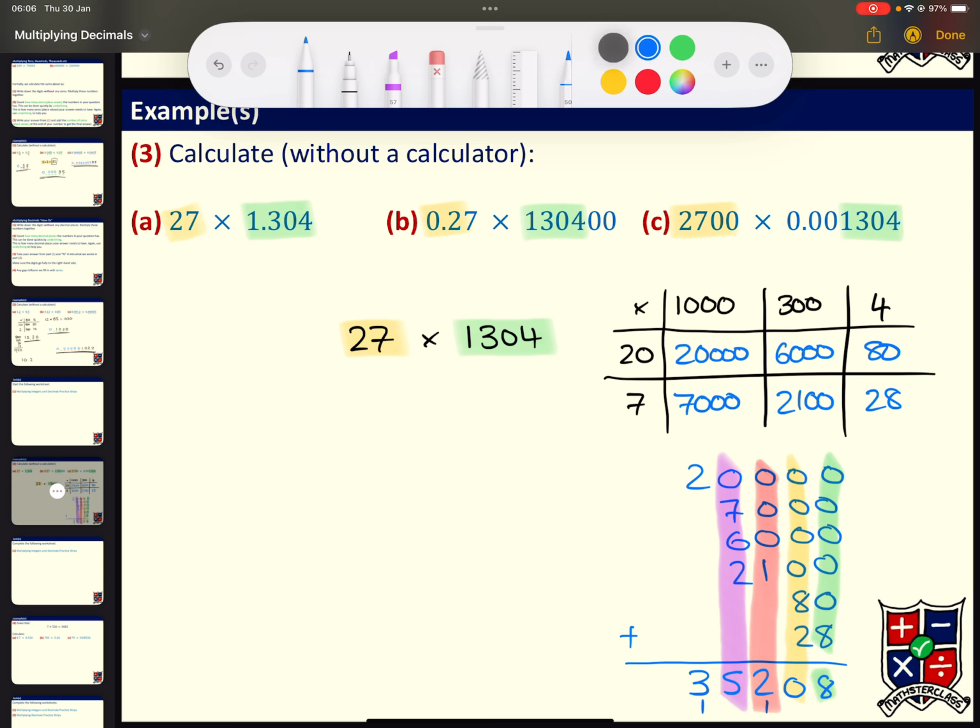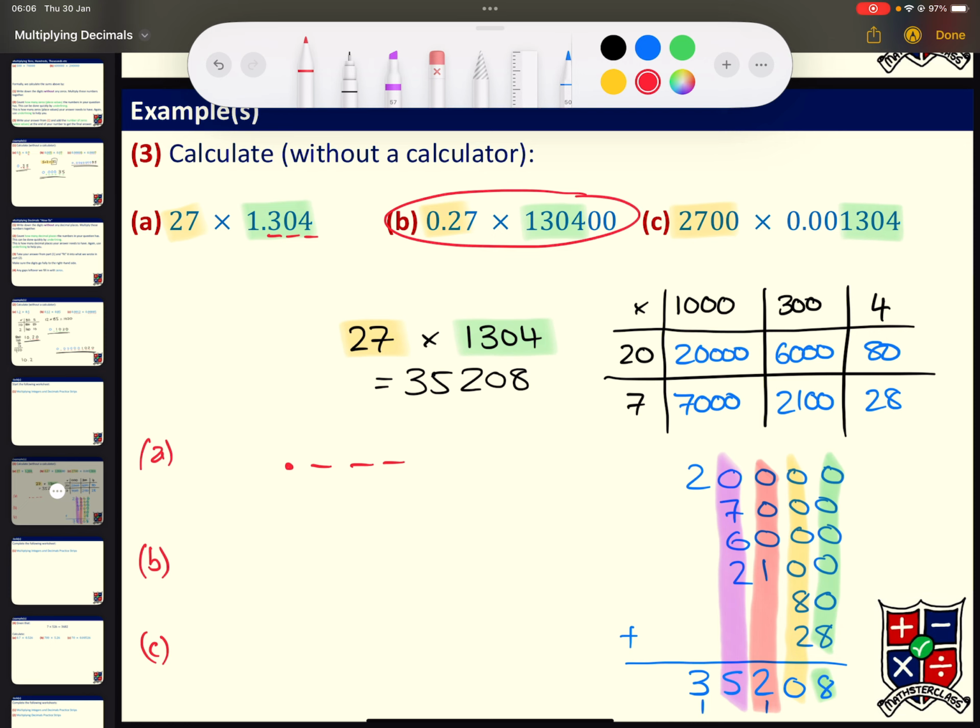So 27 times 1,304 will equal 35,208. So the digits 35208 are all going to go into our answers for A, B, and C. It's just a case of where. In order to know where, we look at how many decimal places each question has. In the first one, we have only 3 decimal places in the second number. There are none in the first. So our final answer has to have 3 decimal places in it.